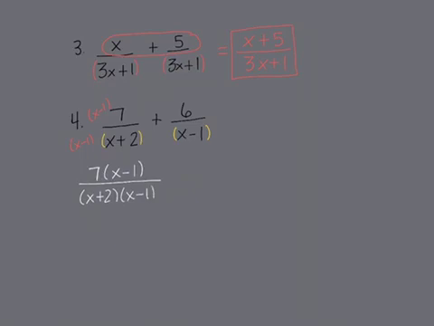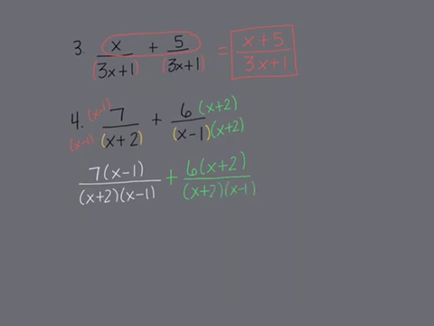And in a minute, I'm going to distribute this 7. Now, my other denominator has the x minus 1, but it doesn't have the x plus 2. So I need to multiply top and bottom by x plus 2. So I'll have 6 times x plus 2 over x plus 2 times x minus 1.